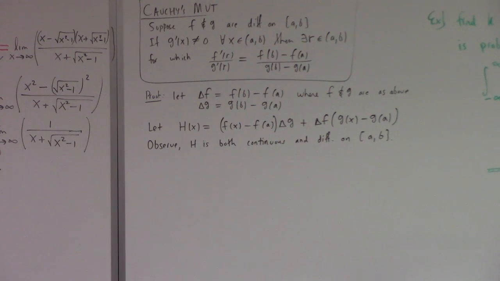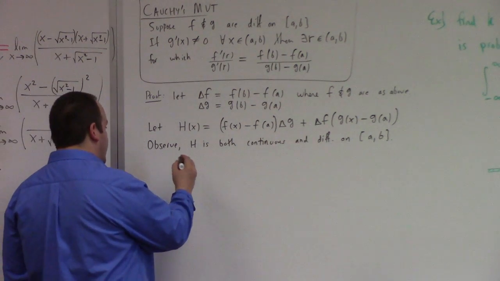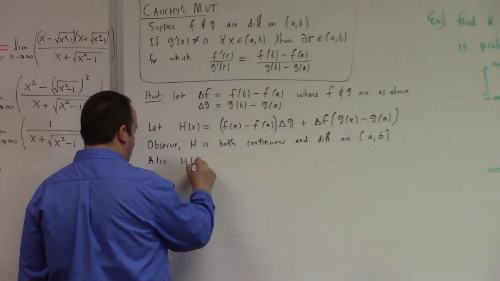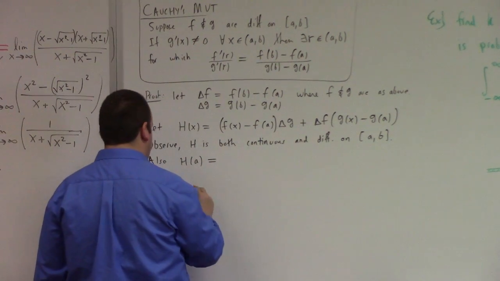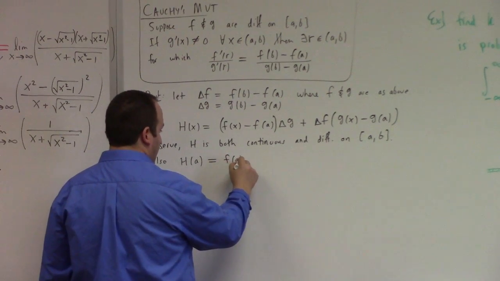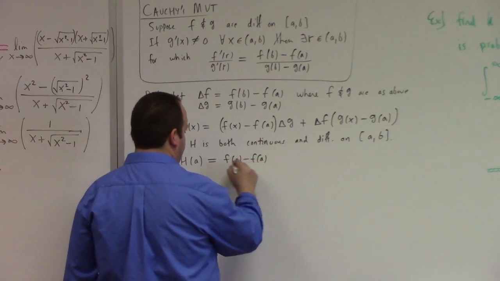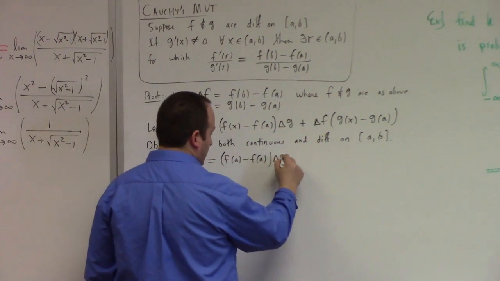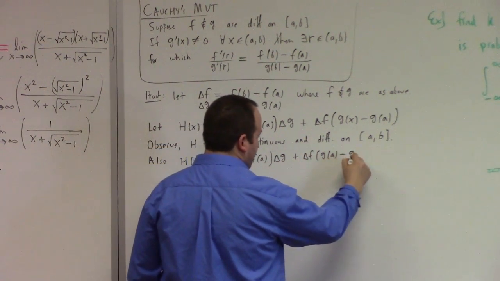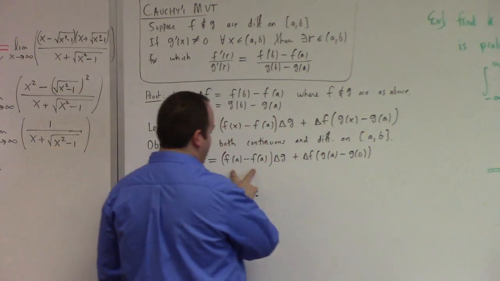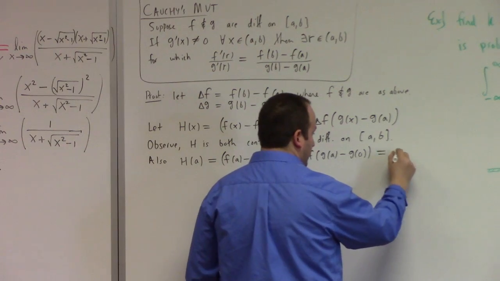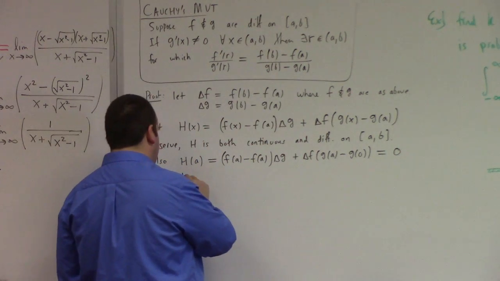More than that, though, we can calculate h of a. What's h of a equal to? h of a is what? f of a minus f of a, times delta g, plus delta f times what? So you said it's 0, right, it's 0. This is 0. That's 0. So 0 plus 0, still 0. Now, on the other hand, h of b is what?